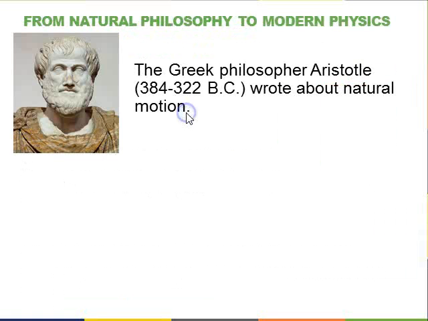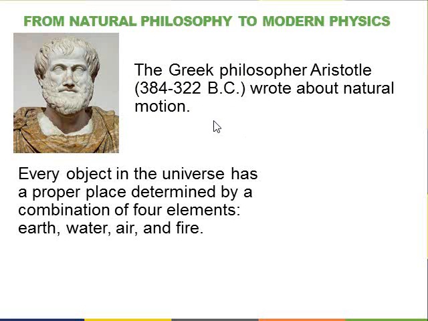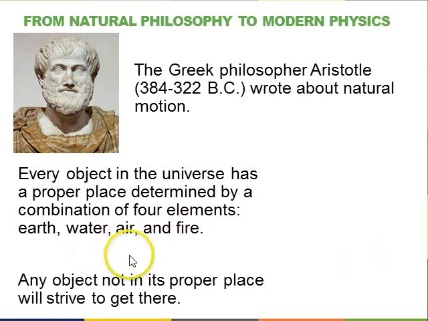So I want to go through a little bit of history. This is how the textbook starts. We're going to start with Aristotle, perhaps the first person to write down a lot of interesting physics theories. And Aristotle, so this is from 300 BC, he believed that every object in the universe had a proper natural place that was determined by what it was made of. And he divided everything into 4 elements: earth, water, air, and fire.